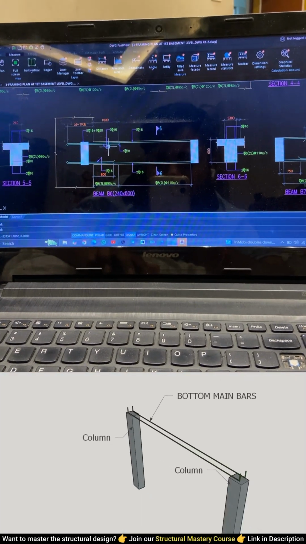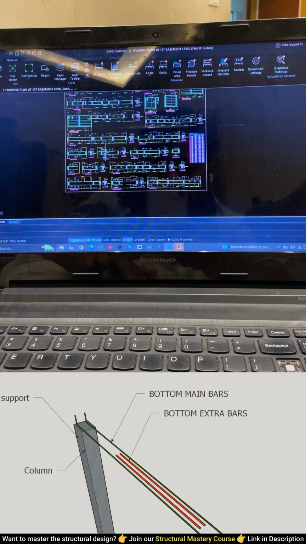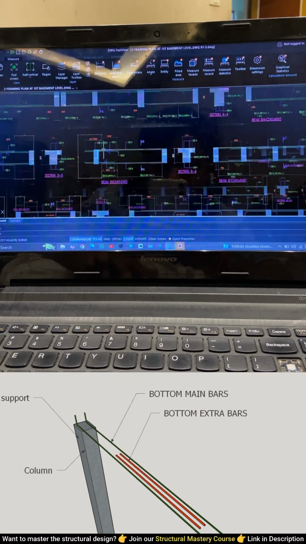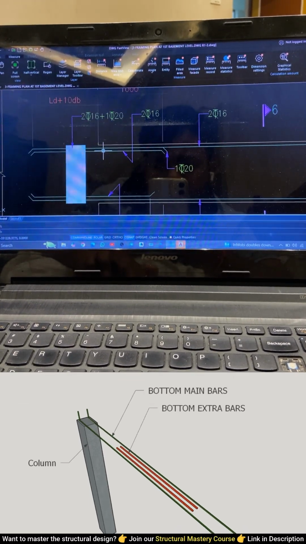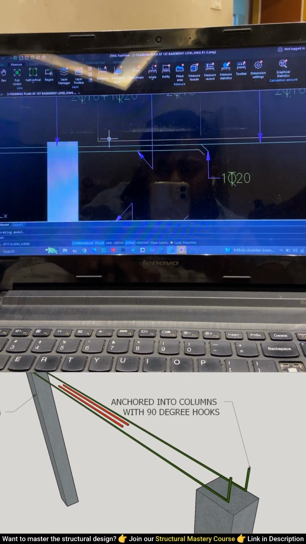In a single span beam, we begin with bottom reinforcement, which serves to counteract bending stresses and prevent tension cracks at the beam's lower section, where concrete is vulnerable to tension. These bottom bars extend between columns.